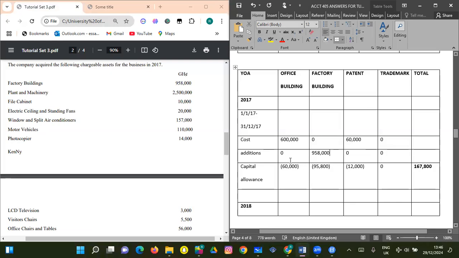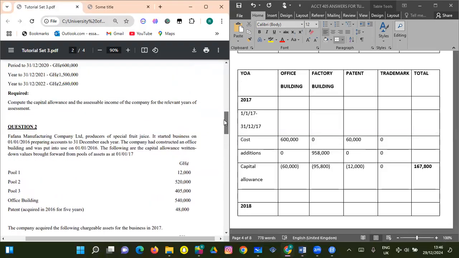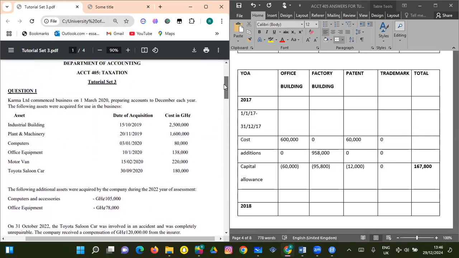And then remember, office building is being calculated on the cost. The 10% is being calculated on the cost before. So 10% of this 600 is giving us 60,000. 10% of this is also giving us 95,800. Remember, this is over the useful life, so we divide this by 5. We divide the 60,000 by 5 when it comes to patents or intangible fixed assets. We divide it over the useful life. So this was having a 5-year lifespan.